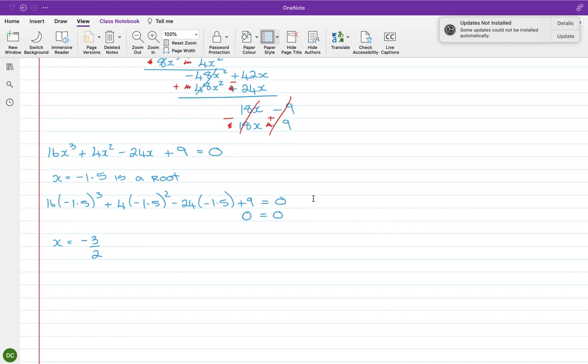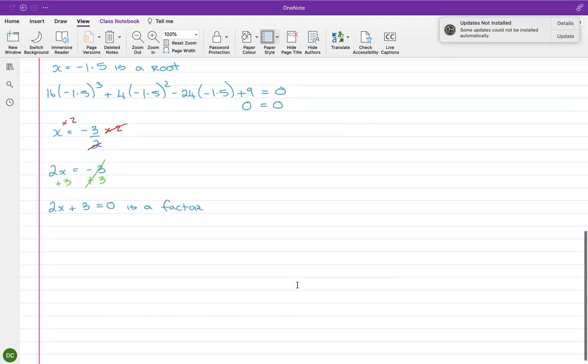And then I can turn this root into a factor. So I'm going to multiply by 2. That will cancel my 2's on the right hand side, and on the left hand side, I will have 2x equals minus 3. And then I'm going to plus the 3 on both sides. So I get 2x plus 3 equals 0. And that is a factor. Yeah? So we're going to divide that factor in.